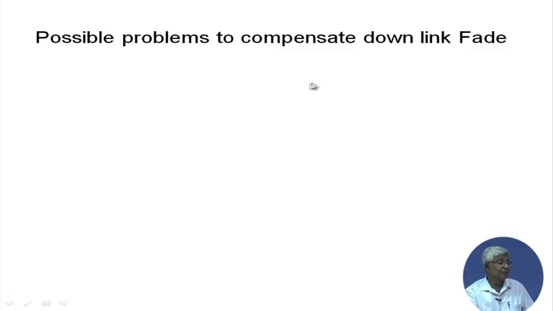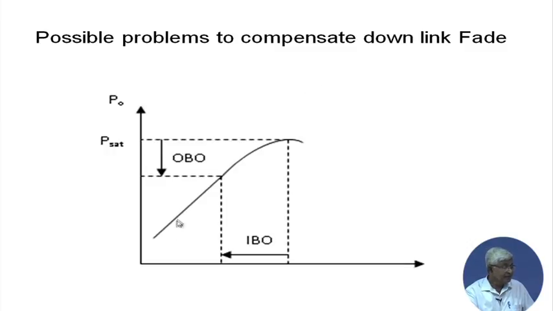And a possible problem in the downlink fade is this nonlinear curve of the satellite. To operate in the linear region, you have to give an output backoff. So when you jack up the power this side by increasing the input power, it should not enter into the nonlinear region. So initially you have to operate in a much lower region. That means your output power will be much lower.